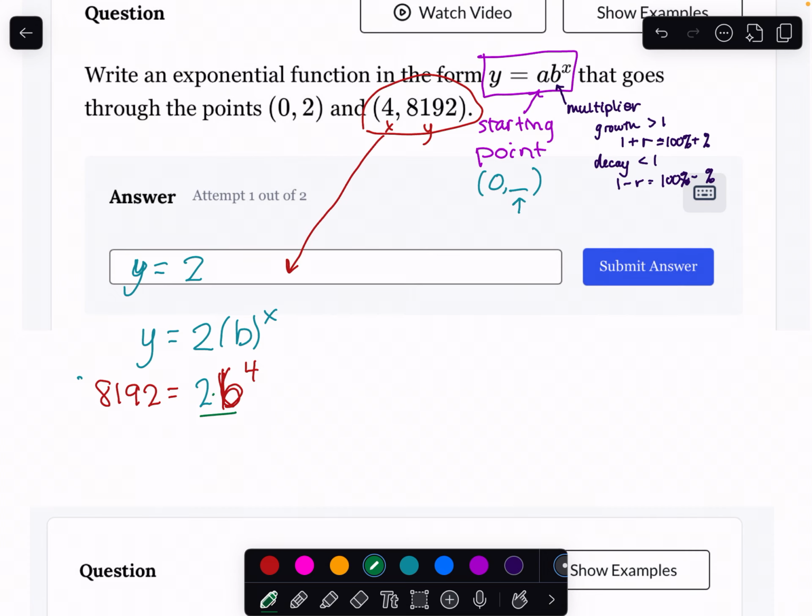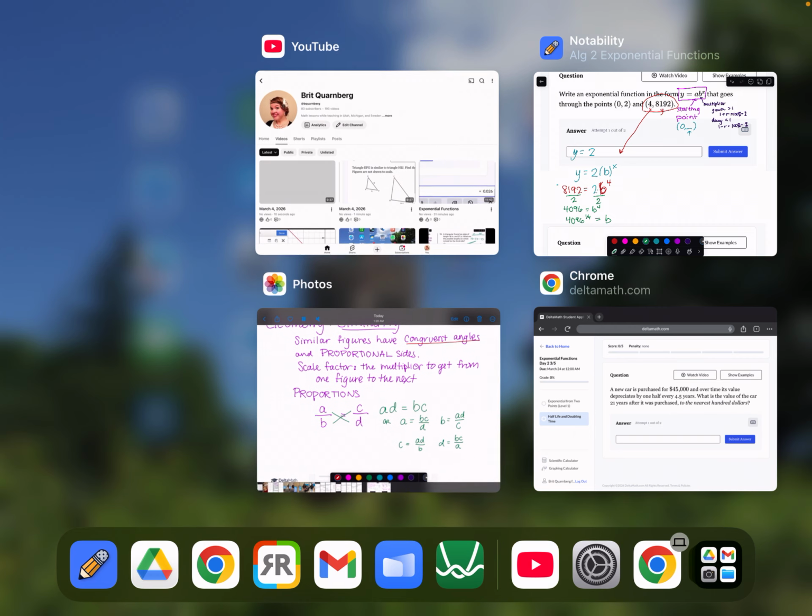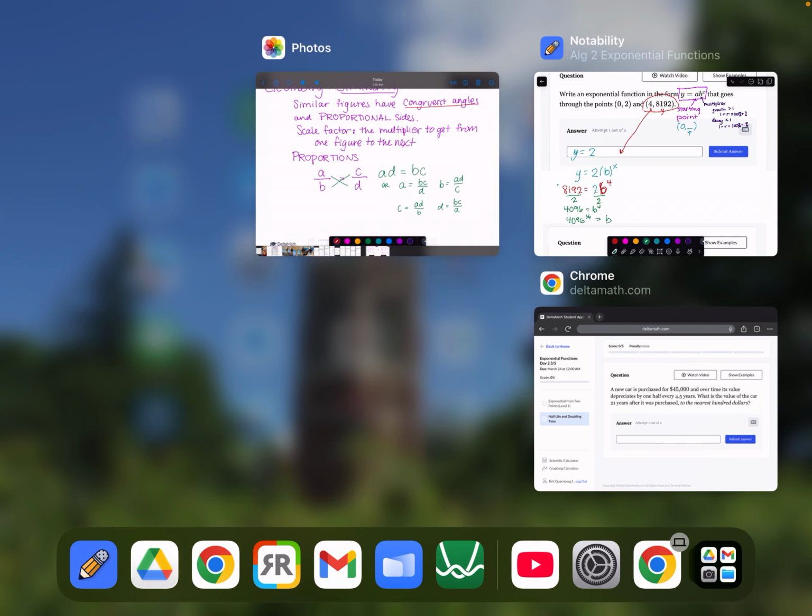So we will divide both sides by 2. We get 4096 is equal to b to the 4th. So I'm going to take the 4th root, or another way of doing it in decimals that's easier, is we're going to want 4096 to the power of 1/4, because that's the same thing as taking the 4th root. So that will be what b is. So we're going to go to decimals. Oh, look at all these things I have up. And I don't even have decimals up after all that. Okay.